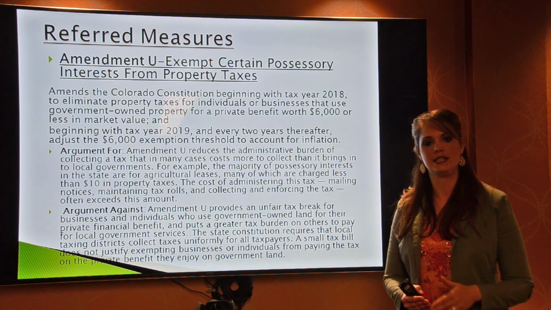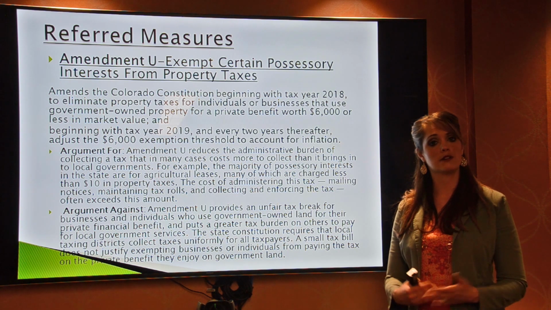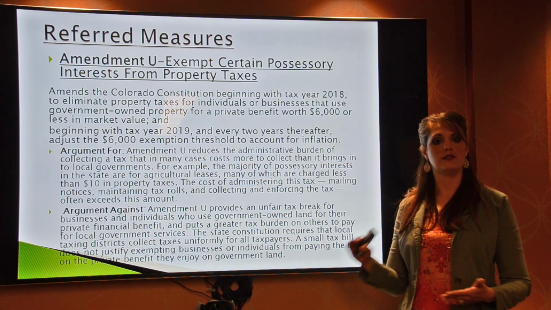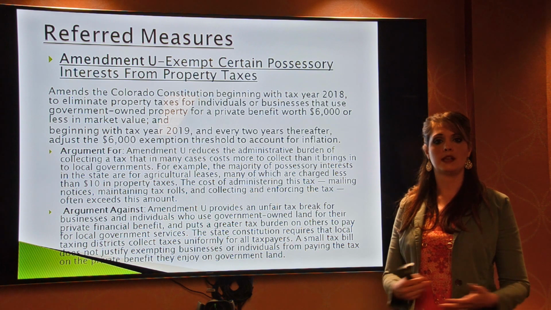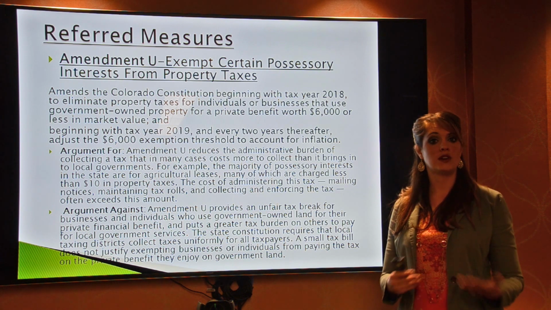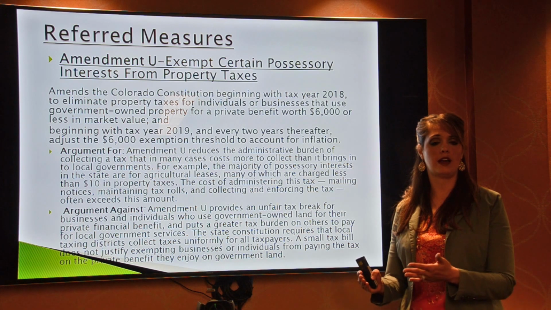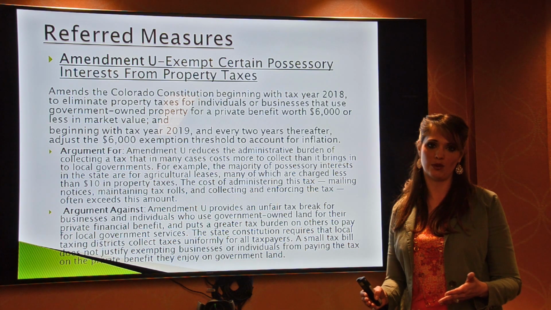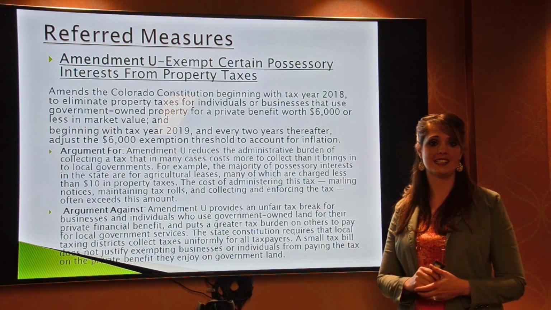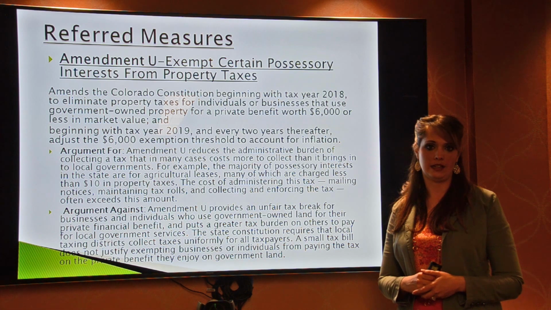So what this looks like practically, so it's a little easier to understand, is that if you are a business owner or even an individual who utilizes federal lands, our Forest Service land, our BLM land, for any kind of financial benefit that has a value of $6,000 or less, you would be exempt from paying property taxes on that interest and that use of the federal lands. So an example of what this actually looks like is our ski resorts often utilize Forest Service land to be able to run their business operations, and if the value of that lease or the value of that use of the land is $6,000 or less, they would not have to pay property taxes on that land.